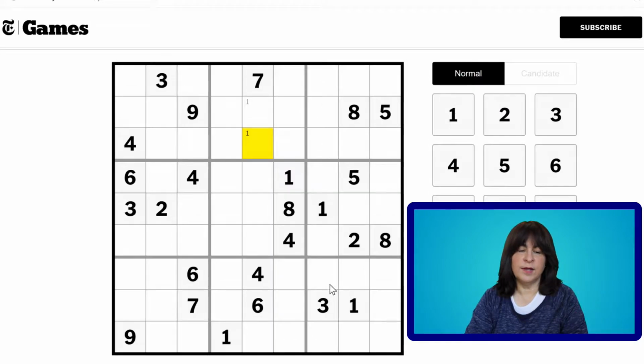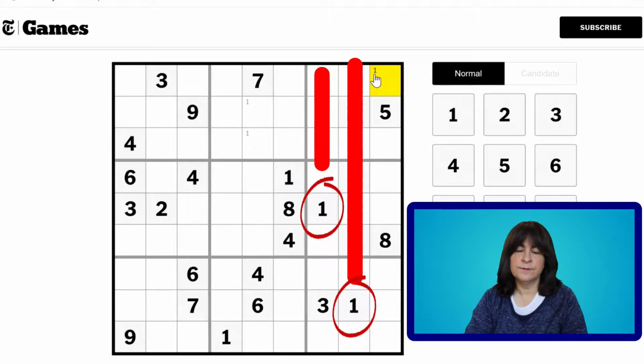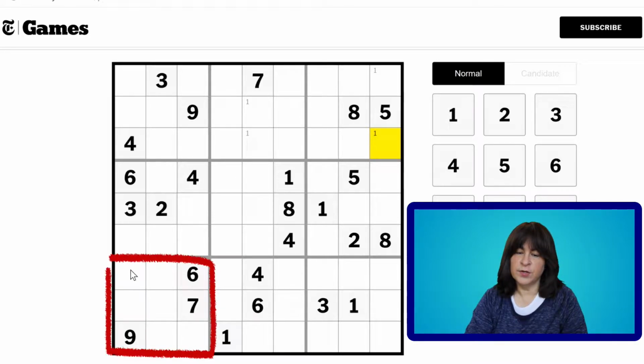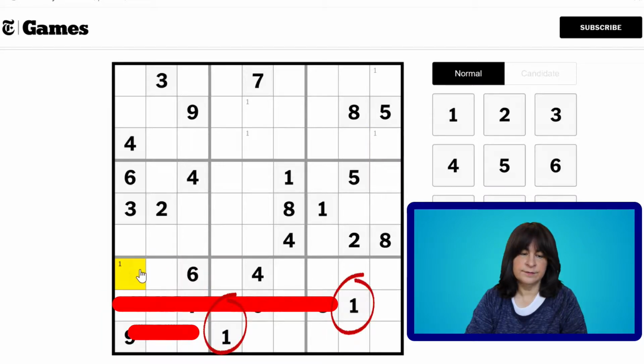And here in block 3, I can pencil in ones here and here. Let's see if there are any more blocks that I can fill in just two cells. And here in block 7, the 1 can go here and here.